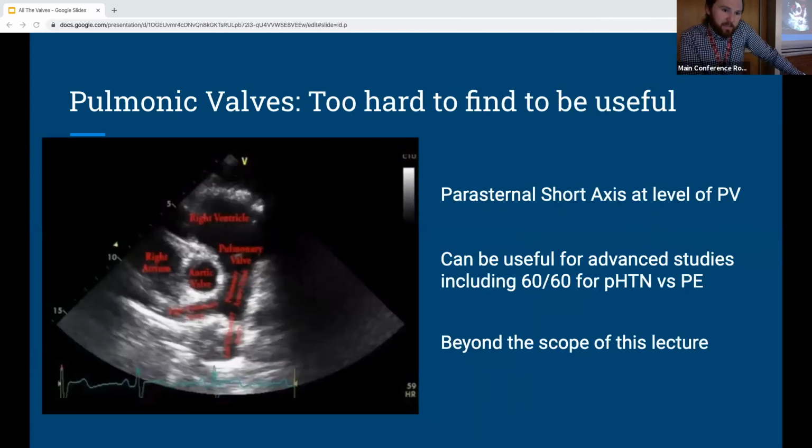And then lastly, the pulmonic valve. Honestly, it's too hard to find it useful. That's kind of what I identified. Chris will tell you more about 60/60s and other fun things like that. If you have the time and you're interested, definitely try to look for it. You can identify this view at the parasternal short axis by riding up high to the base with the aortic outflow. And then you can see kind of this looping around to identify the pulmonary trunk and the right and left pulmonary arteries. It's a cool view to try to get. So I suggest you try, but it's beyond the scope of this lecture.